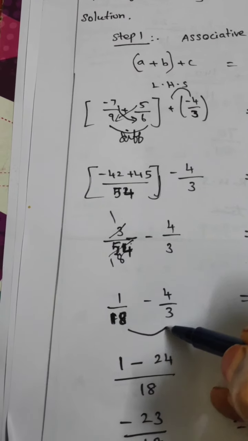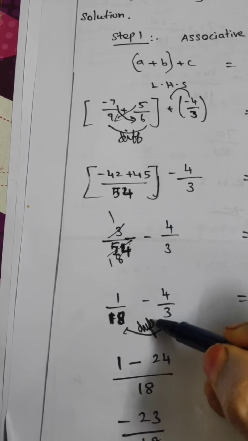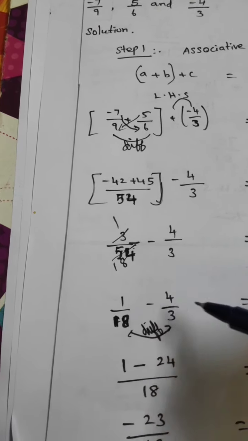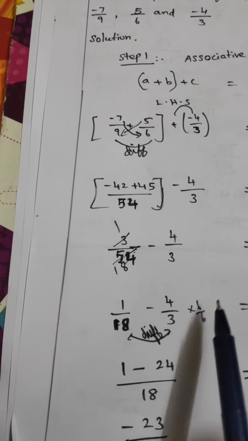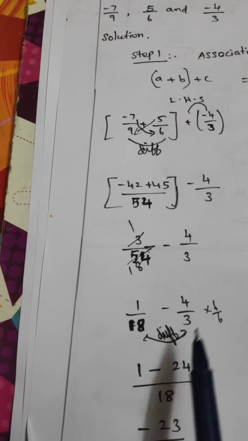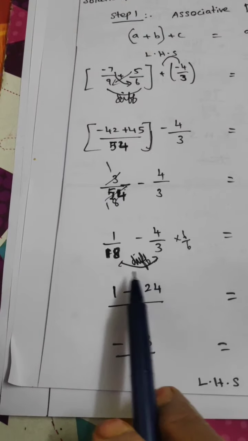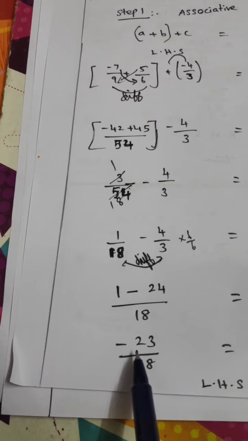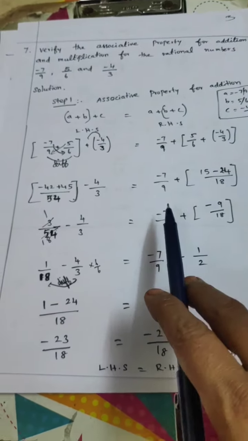Now these two numbers are different. The third table comes in 18. How many 3s are 18? 6 3s are 18. So 1 by 18. Here you multiply 6 into 6, 6 4s are 24, 3 6s are 18. So 1 minus 24 divided by 18. So 24 minus 1 is 23. Greater number is 24, so you put the minus symbol. Minus 23 by 18. This is the LHS.